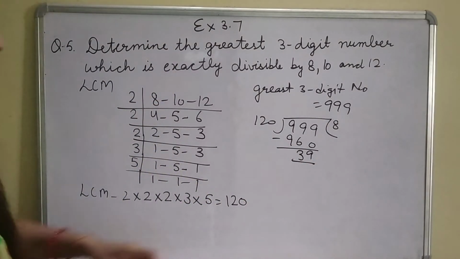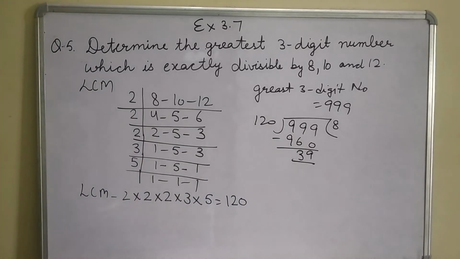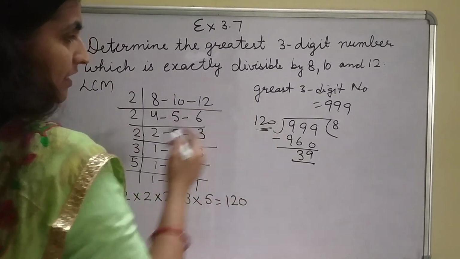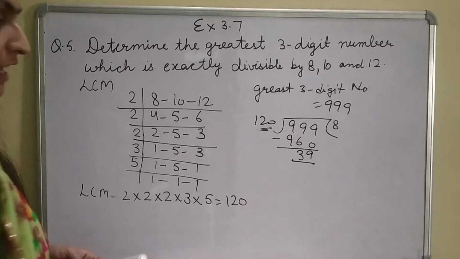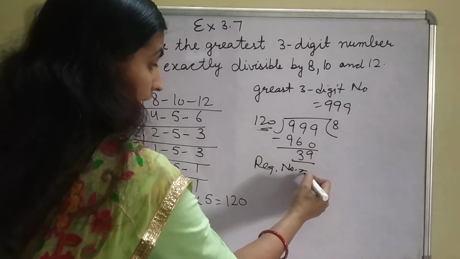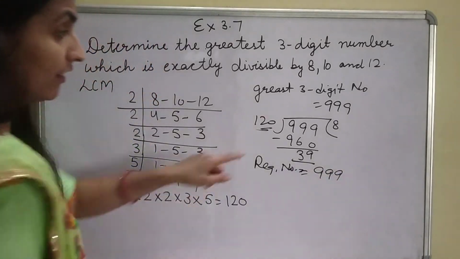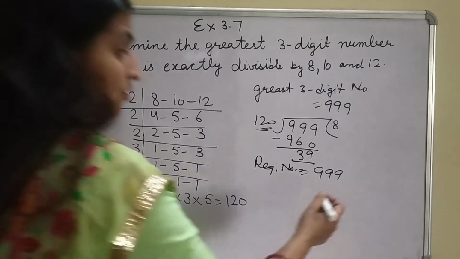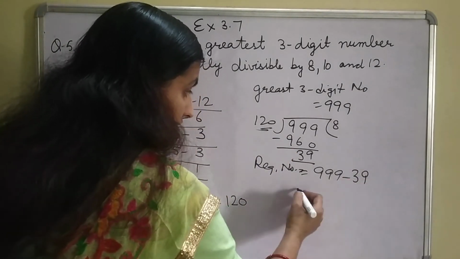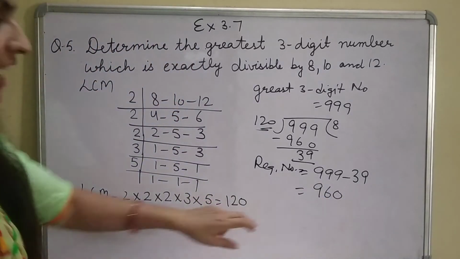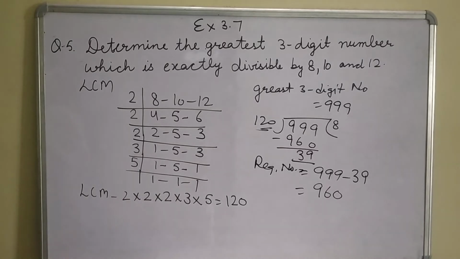So as you can see, we are having a remainder here. But if we want the greatest 3-digit number, that should be exactly divisible by this. So how can we find it now? The greatest 3-digit number is 999 and that is 39 more. So what we will do? We will subtract 39 and it will become 960, and 960 is exactly divisible by 120.